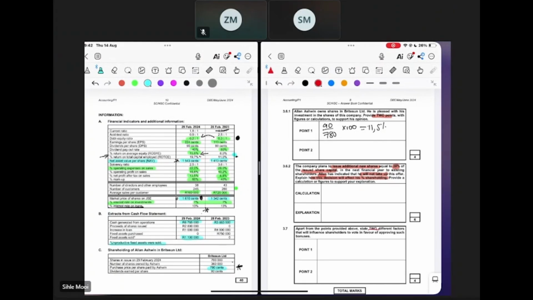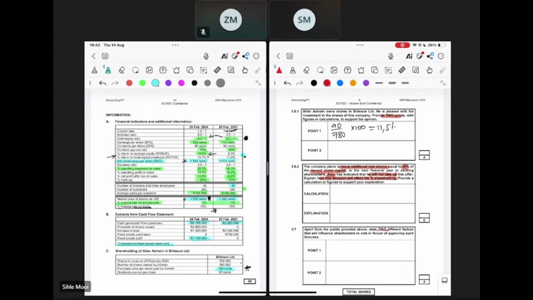Yeah, number of directors and employees. Before we had 43, now we have 38. But even though there was a decrease, the performance of the company also increased. So you could say now we have fewer people, but they're working harder and improving the performance of the company. So that's another point you could have used there. And that's your question on financial indicators, interpreting them. So analysis of your financial indicators.